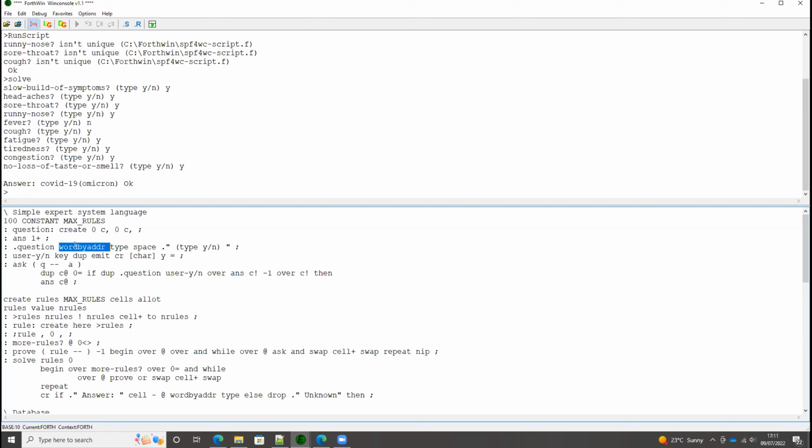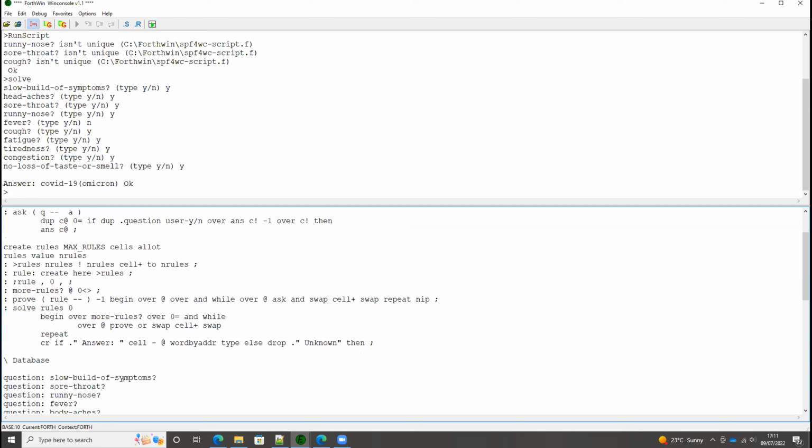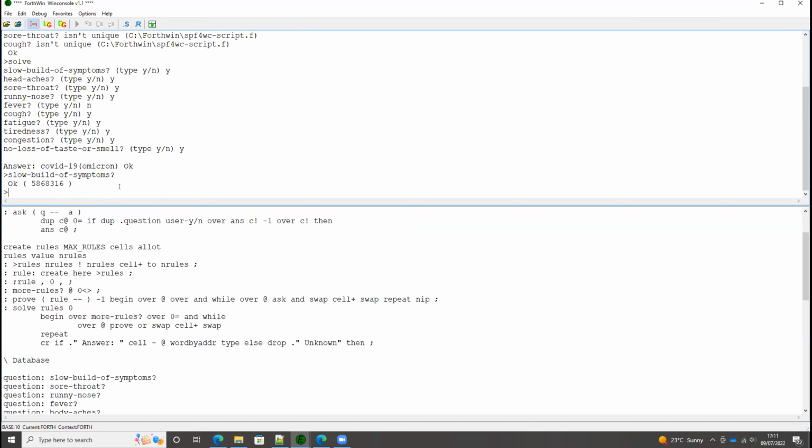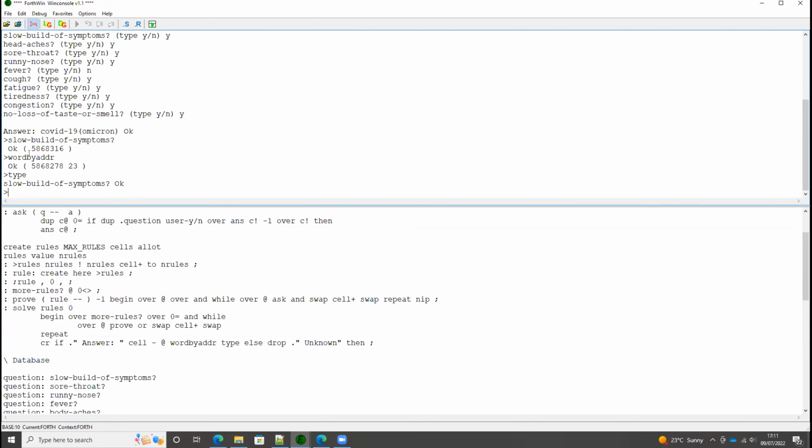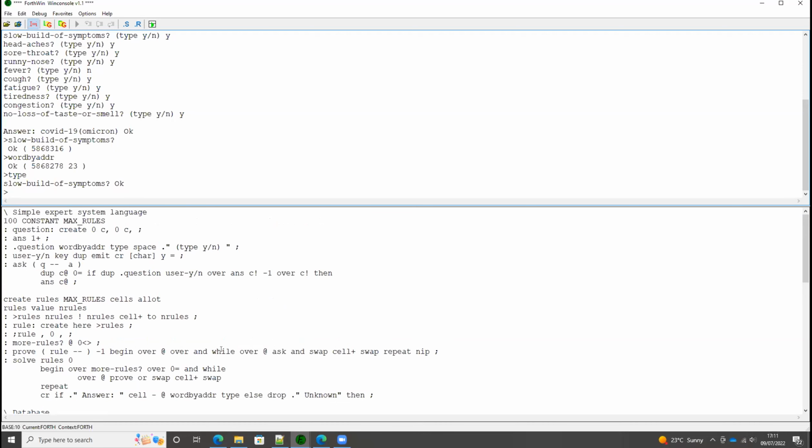implementation. What it will do is it will take the address of the question and it will find the word, okay? So say, for example, you pass it slow build of symptoms. That goes on the stack. In fact, let me show you. That goes on the stack as an address, okay? But if I do word by address, it manages to find the word that corresponds to that address. So it's just a very easy way of implementing symbols, all right? This, I think, makes Forth as powerful as Lisp. So I'm very keen on this concept.